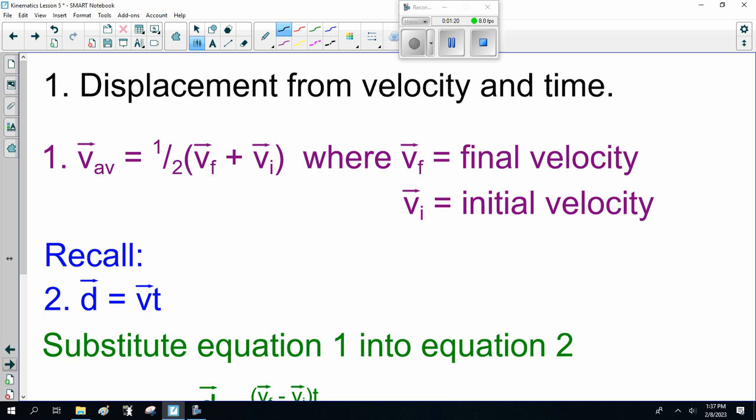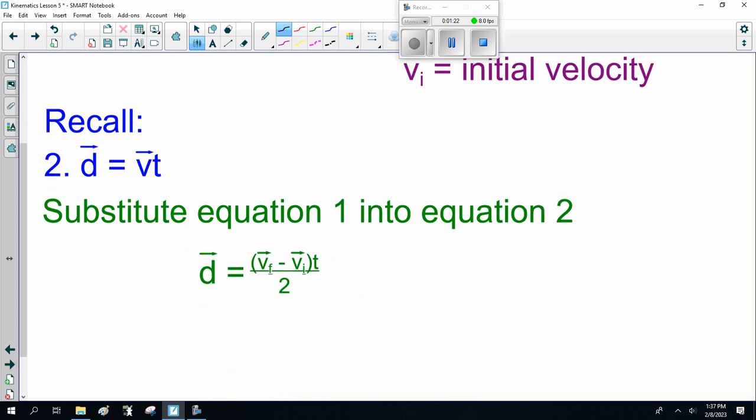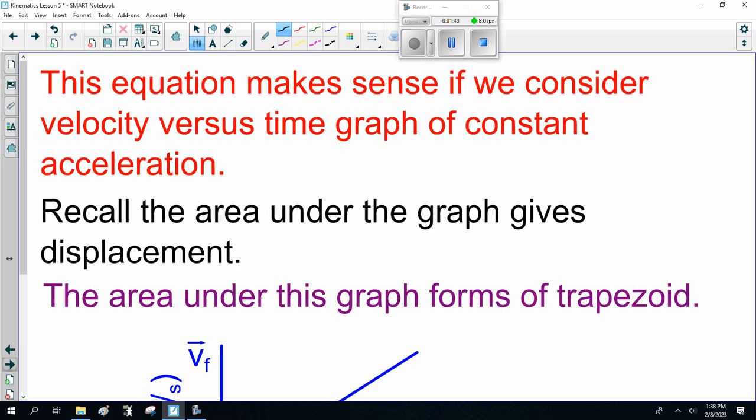Now recall displacement is velocity times time. Substitute equation 1 into equation 2, we get displacement is v final plus v initial times t divided by 2. That's often written 1/2 v final plus v initial times t. Now, this equation makes sense if we consider a velocity versus time graph.